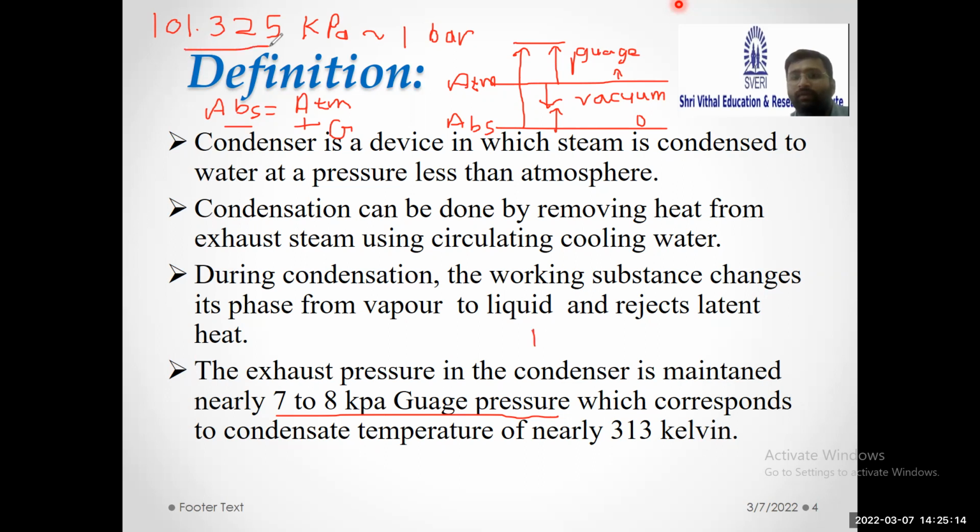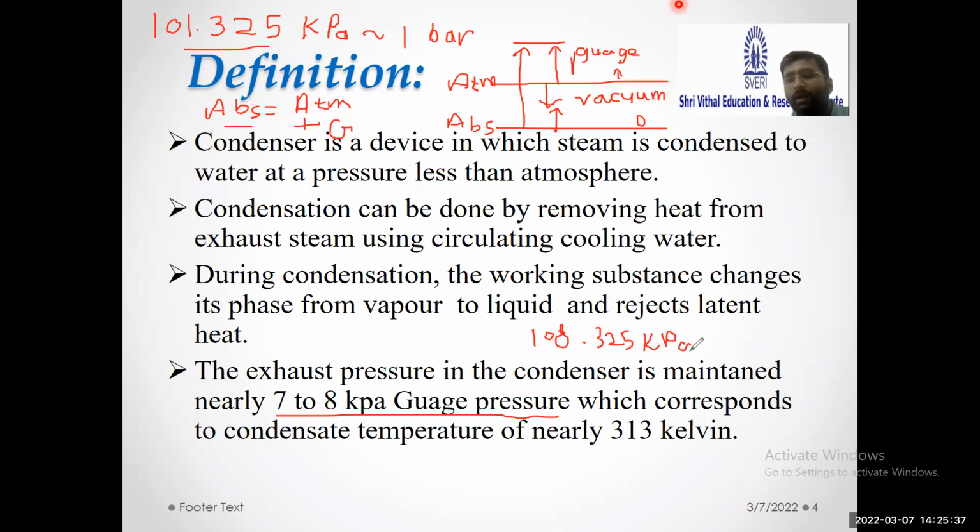So this plus this. So let us say 7 kilopascal. So 101.325 plus 7. So that will be 108.325. Okay, please remember this, very important. This will be absolute pressure. Okay, the unit will be kilopascal.